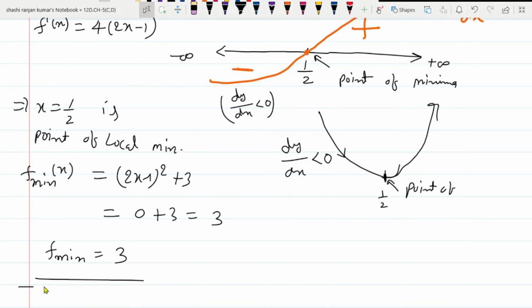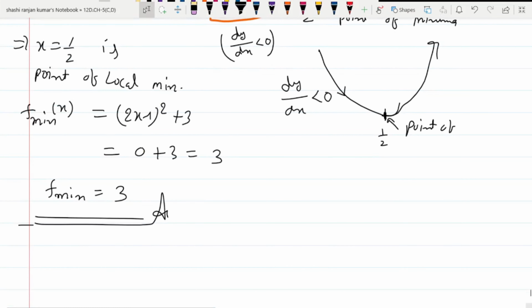You can ask what is the maximum value, sir? The maximum value will not exist because it will keep going up and up. So the maximum value is not finite. The maximum value is not possible here. Got it? Coming to question number 2.